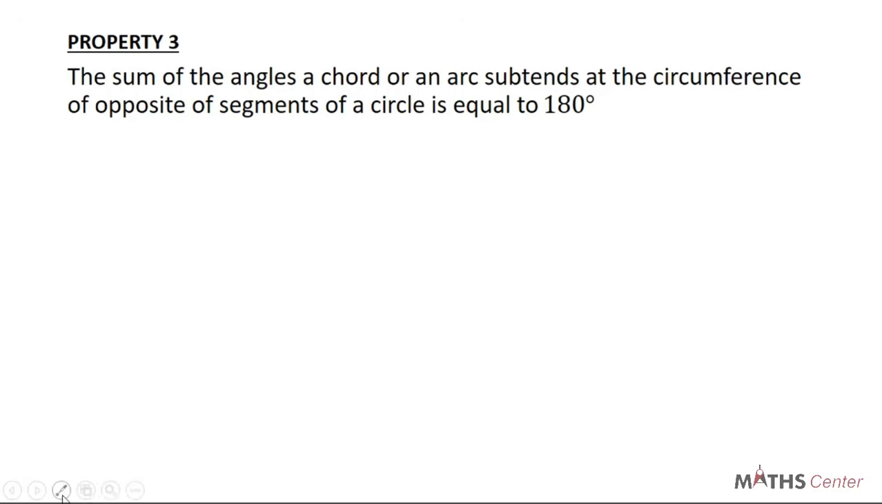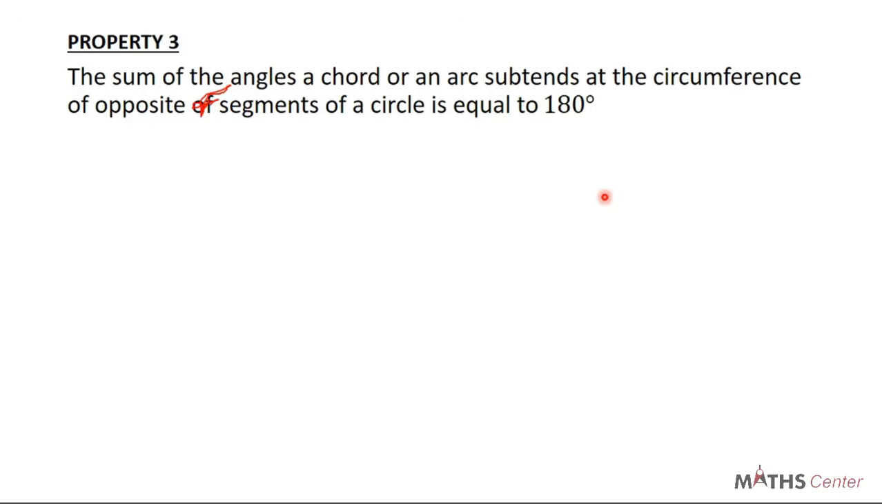So here you have to cancel this off. So I'm going to cancel it. Okay. Oh, sorry. So I cancelled that. The sum of the angles a chord or an arc subtends at the circumference of opposite segments of a circle is equal to 180 degrees.